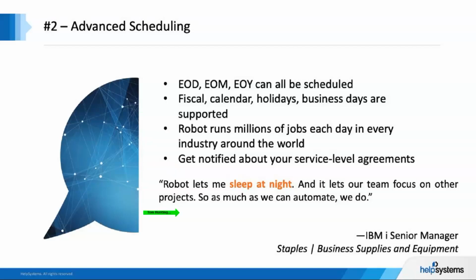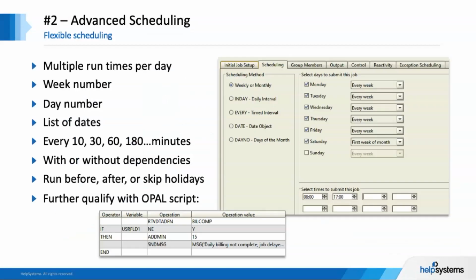So really, the other aspect of Robot is it really lets me sleep at night, according to one of the longtime administrators we've worked with over at the Staples organization. And it automates the system, lets his team focus on other projects, lets the software run the night processing. So we do that with our advanced scheduling features.